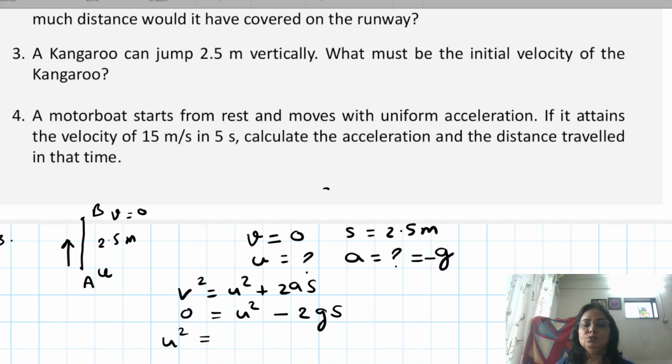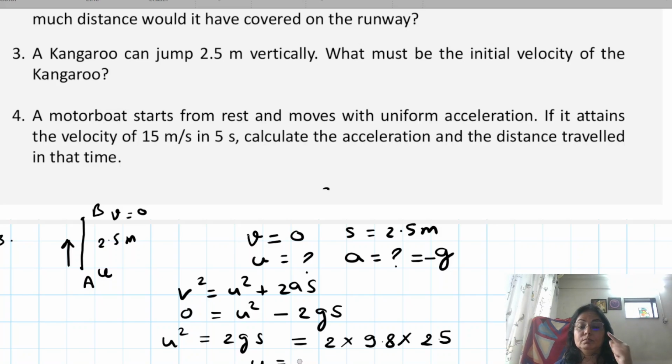So u square is equal to 2gs, which is nothing but, we know g is nothing but 9.8 meter per second square. We have studied this in our previous class. Into s is 2.5. So u square will be 49. So u will be around 7 meter per second. Let's move on to the fourth question.